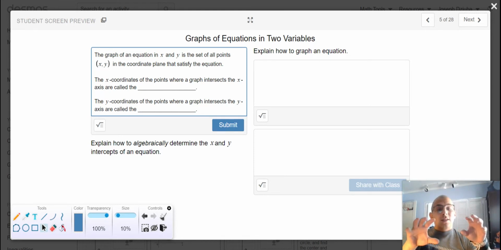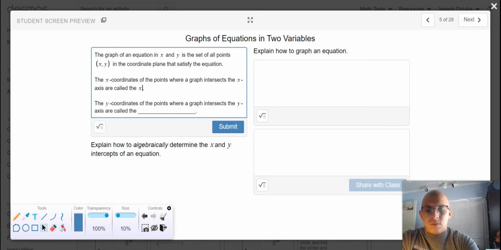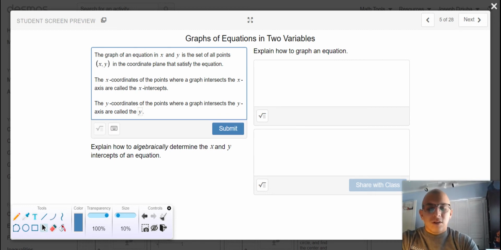Right, so this is kind of this idea of tethering algebra with a graphical representation. Cool. The x-coordinates of the points where a graph intersects the x-axis are called, yes, you named it, our x-intercepts. And the y-coordinates of the points where the graph intersects the y-axis are conversely known as the y-intercepts.